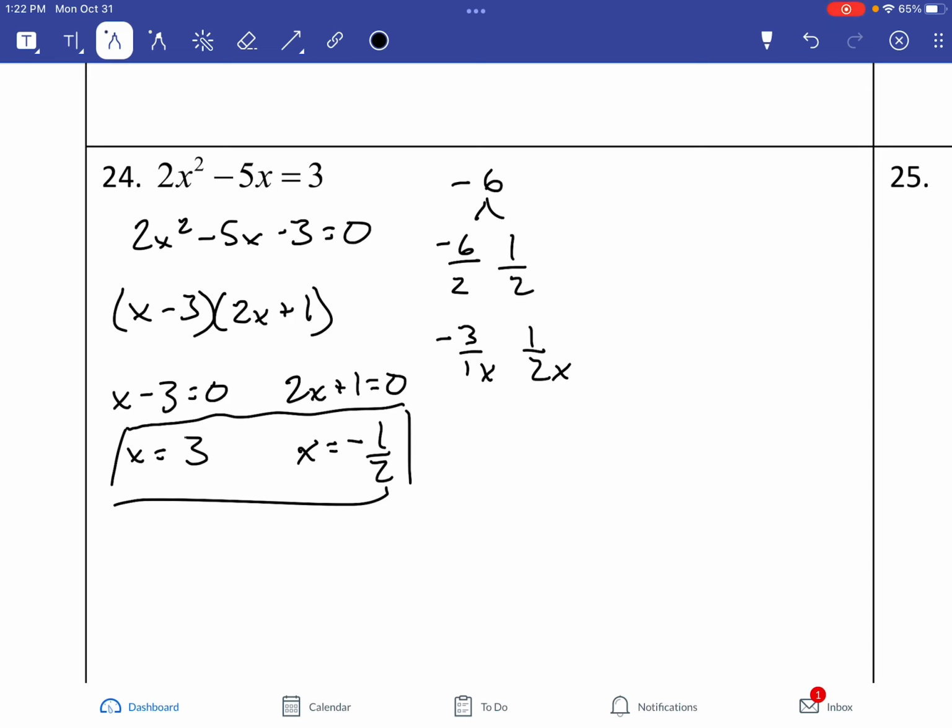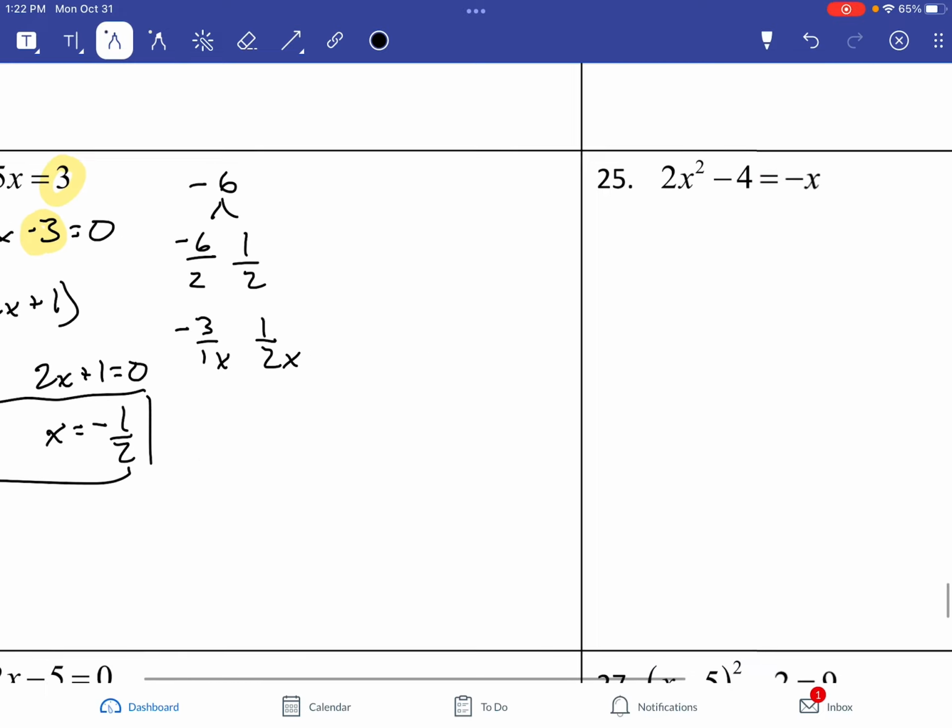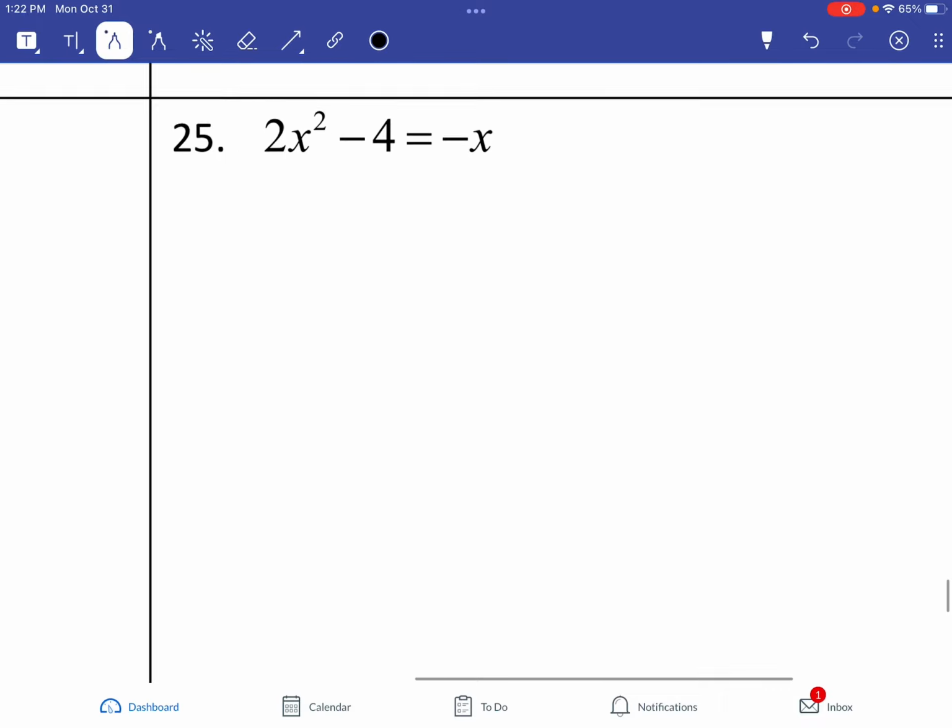Now, could you put that in the quadratic formula? Yes. But you do have to make sure that you do this part first, the minus 3. You have to move this 3 over to the other side before you can do anything, either factoring or quadratic formula. The same thing applies for this one. We have to move the x to the other side and put it in the right order. We have 2x squared, we're going to add x, and then minus 4 equals 0.